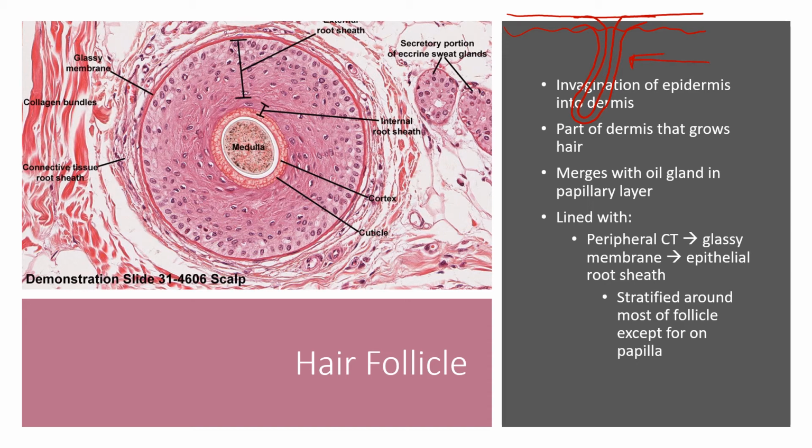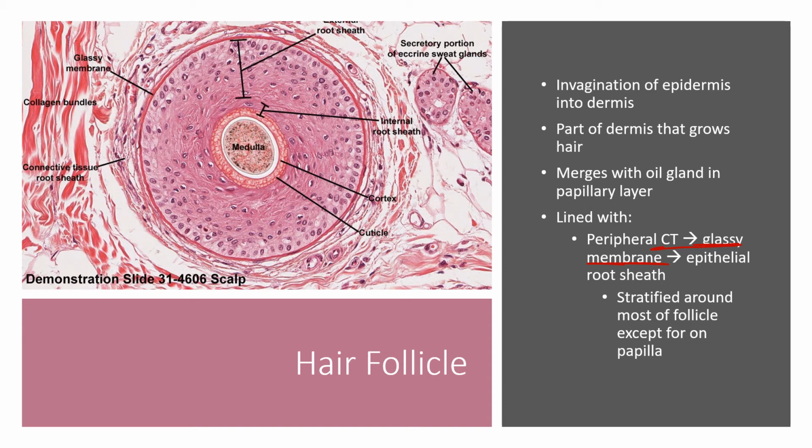And again, it's lined with the same type of stratified squamous tissue that you find on the surface of your skin. In the papillary layers where you find that oil gland and your erector pili muscle that helps stand the hair up on end and excrete oil onto the surface of the hair. And it's lined then in turn with what's called a glassy membrane, which is really just a connective tissue sheath, and an epithelial root sheath. So you have this connective tissue barrier.